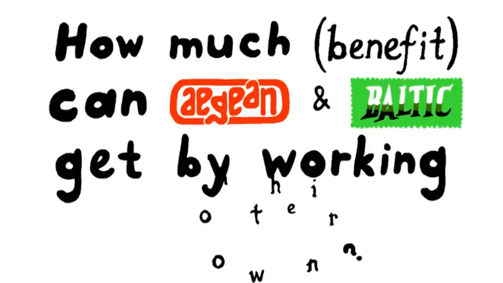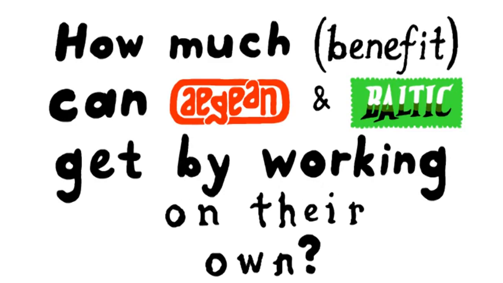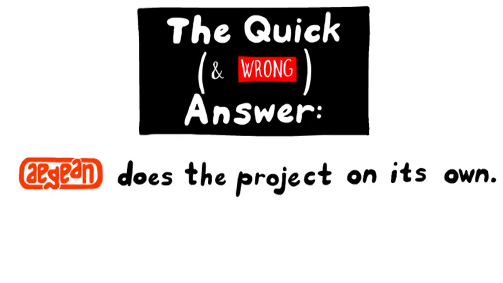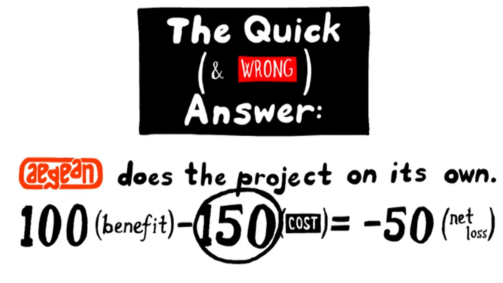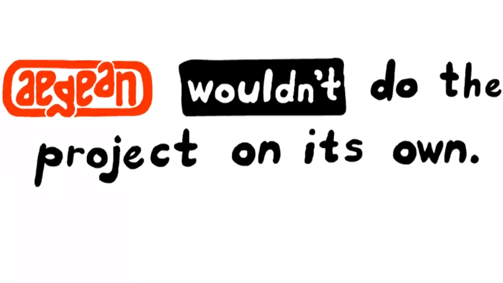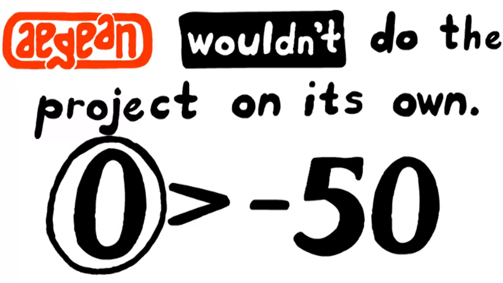Next question, how much benefit can they get on their own? If they don't reach an agreement, what will Aegean and Baltic do? The quick and wrong answer is that Aegean does the project on its own, spends 150 for something worth 100, leaving it 50 in the hole. Aegean just wouldn't do the project in that case. Doing nothing is the better course, so Aegean should get 0.